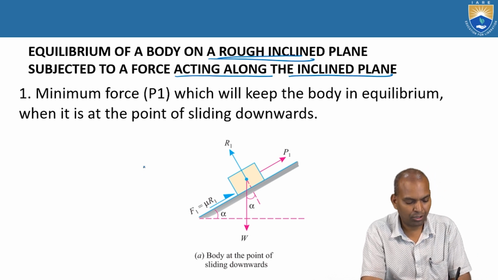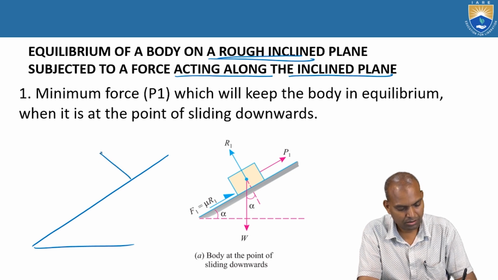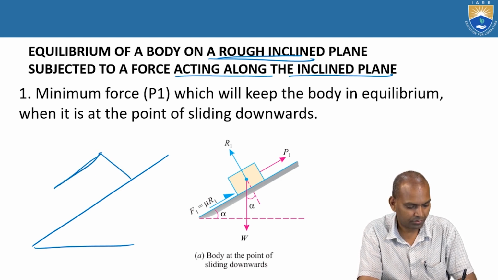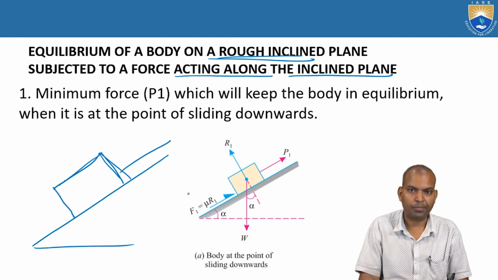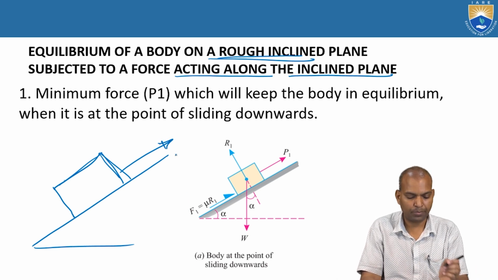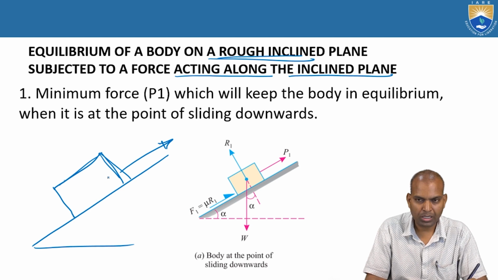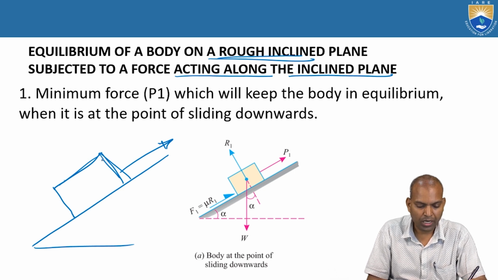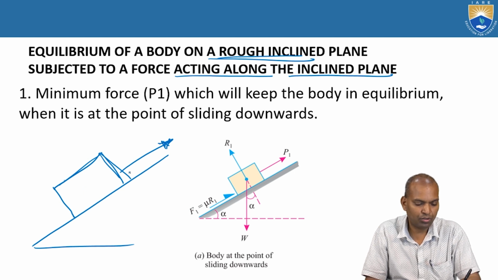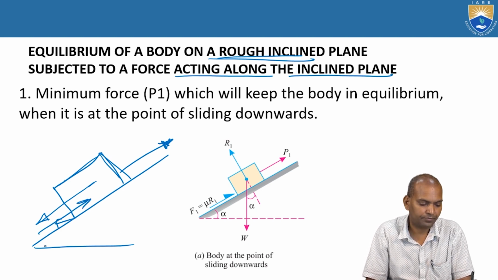The force can act along the inclined plane. In what direction can the force act? Upward. One case is upward, where the body moves in the upward direction. When the body moves upward, what is the direction of the friction force? In the other case, even though the effort P1 is kept like that, the body is moving downwards. When the body is moving downwards, the friction force acts upwards.